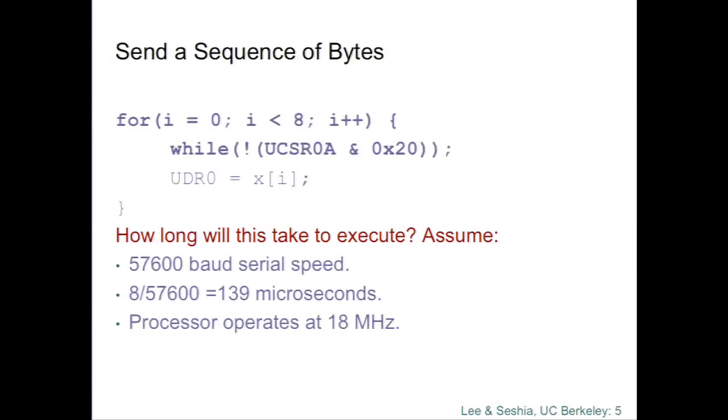Okay? So if you want to shift out a sequence of bytes, the code would look something like this. This would send out a sequence of 8 bytes over the serial port. For each byte, you wait until the hardware is ready, and then you load your byte into the memory mapped register, and the hardware begins shifting it out. And then you come back and wait until the hardware is ready again. It'll become ready when it's finished shifting out your byte. Okay? That's when it becomes ready.